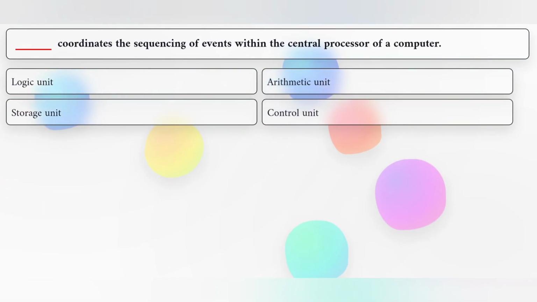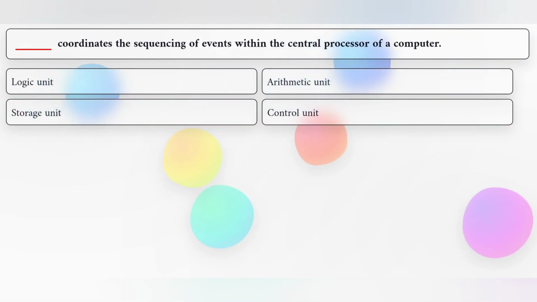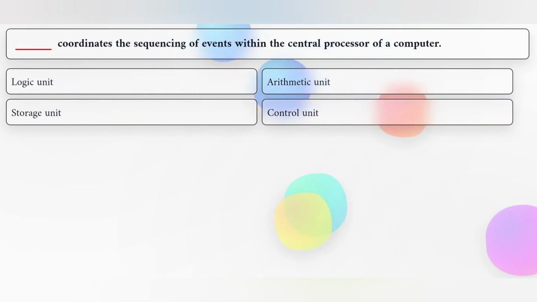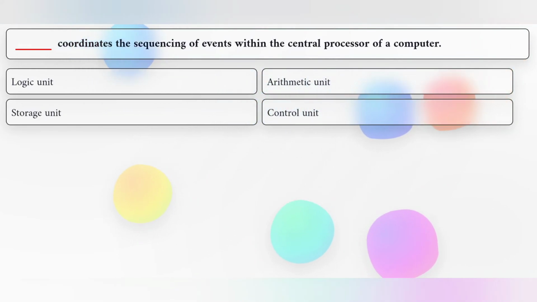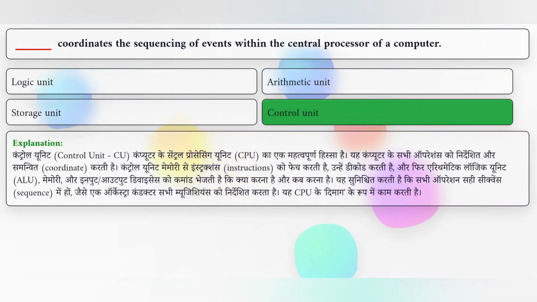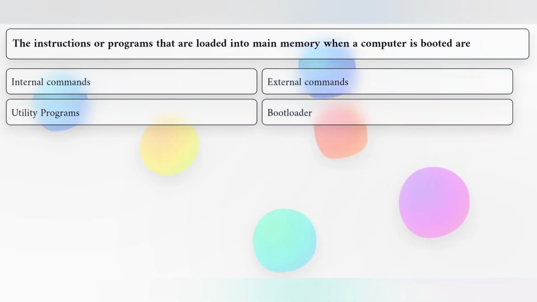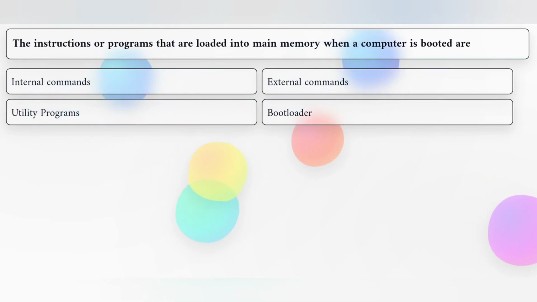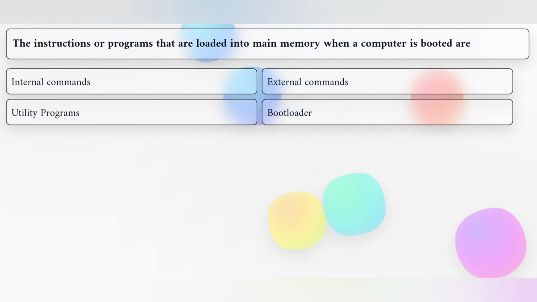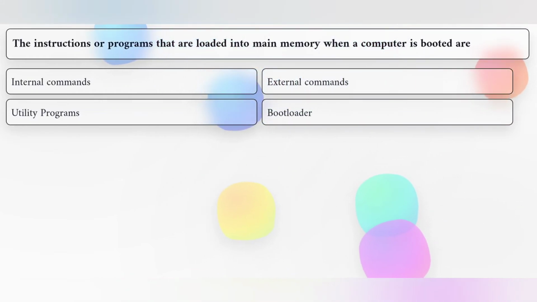Blank coordinates the sequencing of events within the central processor of a computer. Logic unit, arithmetic unit, storage unit, control unit. The instructions or programs that are loaded into main memory when a computer is booted are internal commands, external commands, utility programs, bootloader.